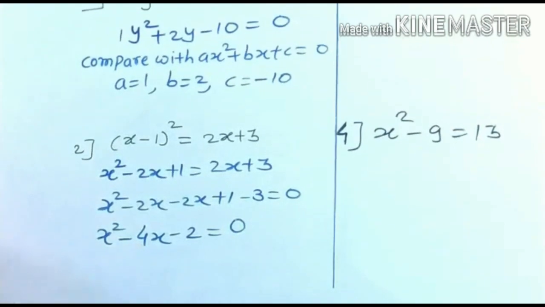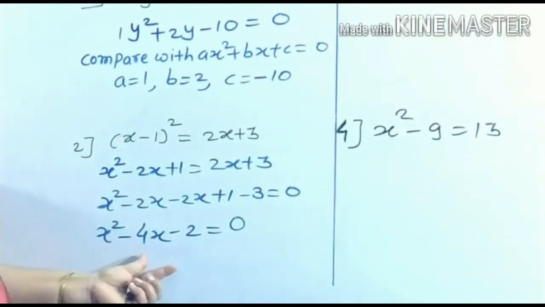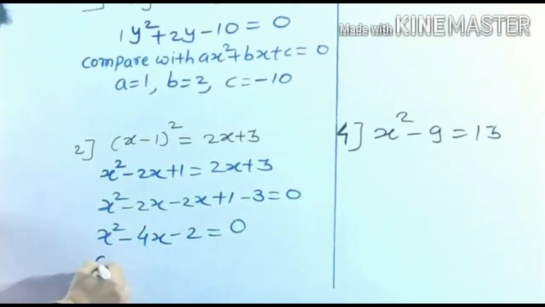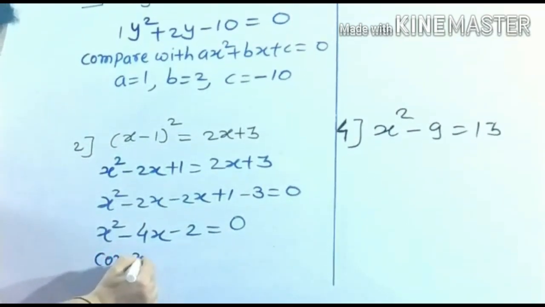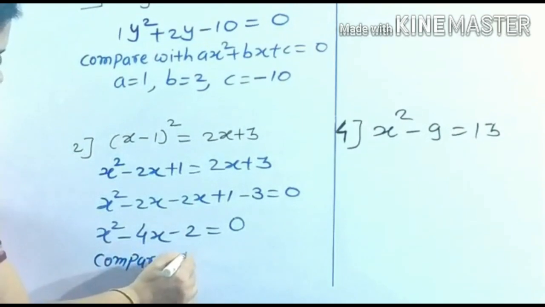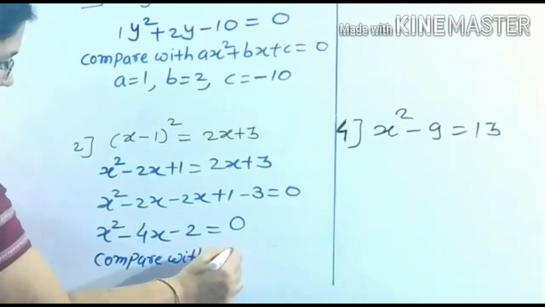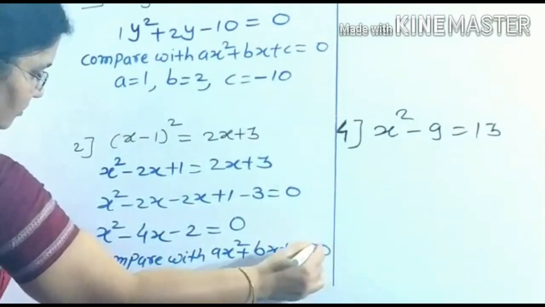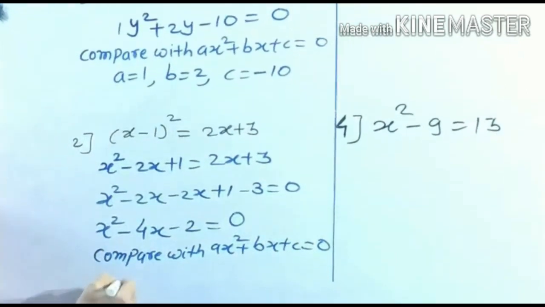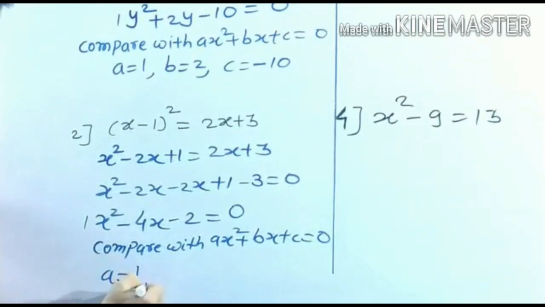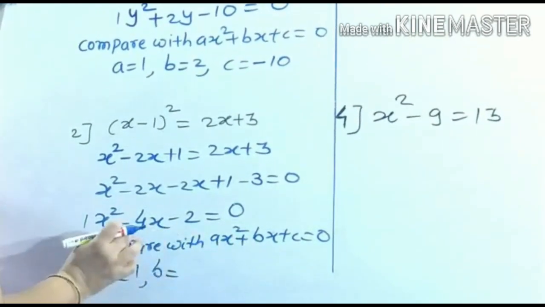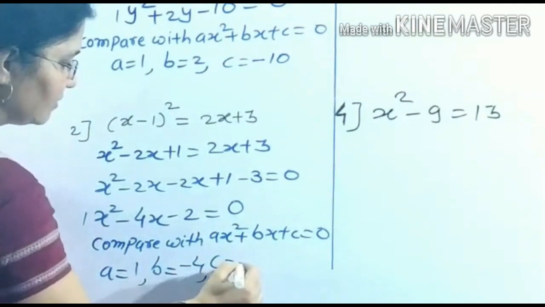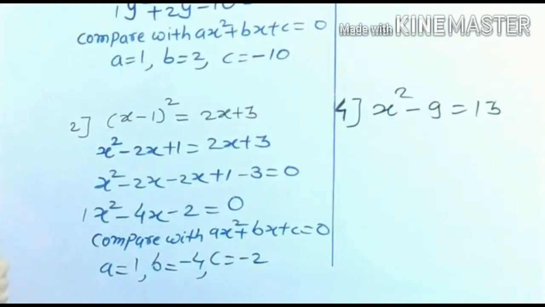Yes, it is in the format ax square plus bx plus c is equal to 0. Compare with ax square plus bx plus c is equal to 0. So what is the value of a here? It is 1. b, yes, minus 4, and c is minus 2.